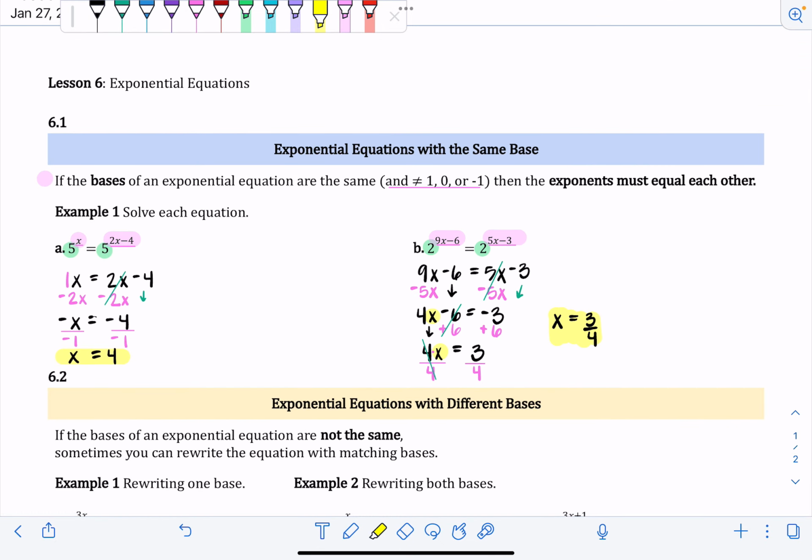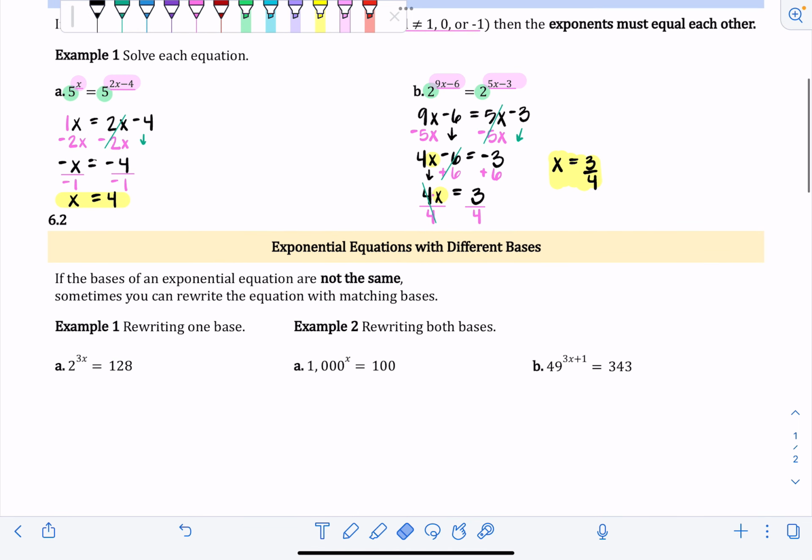So for 6.1, those are specifically only when the bases of the exponential are the same. If that's the case, then you can just set the exponents equal to each other to solve for x. And then moving down to 6.2, this is exponential equations with different bases. If the bases of an exponential equation are not the same, sometimes, not all the time, you can rewrite the equation with matching bases.